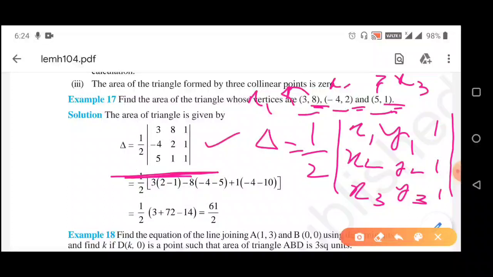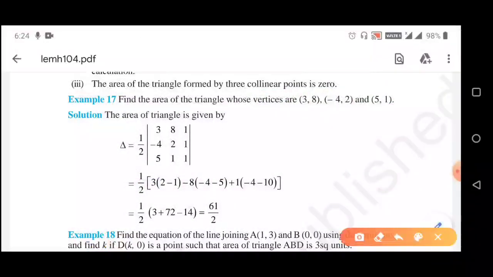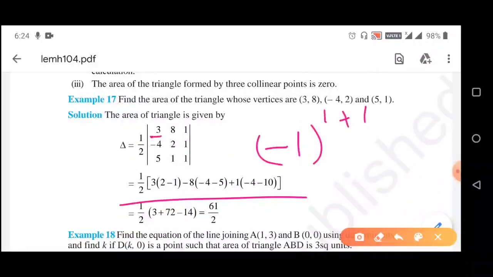So here they have expanded along row 1. Whenever this expansion is done, see here they have not written minus 1 to the power 1 plus 1 for this 3 because this will represent 1. Here they have given minus before 8 because minus 1 to the power 1 plus 2 is minus 1 cube. Minus 1 cube means minus 1. So that here the plus sign will be changed to minus. So directly they have written this one.